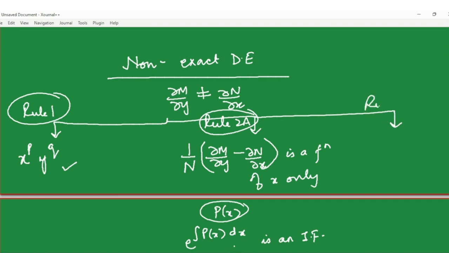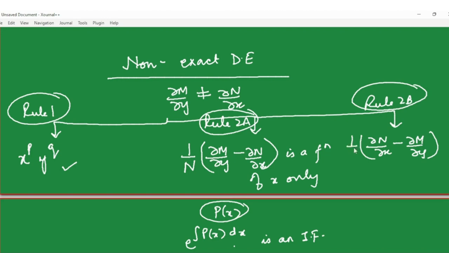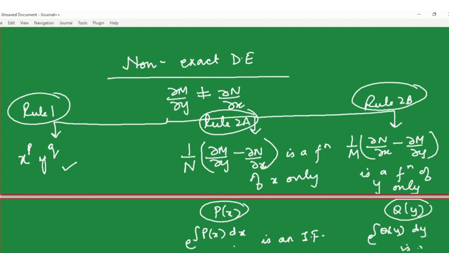And rule 2b is very similar to 2a. You just reverse the roles of M and N here. You take the difference with the partial derivative with respect to M appearing as the second term and divide by M. If this is a function of y only, let's say Q(y), then e to power integral Q(y) dy is an integrating factor. So that's how you make non-exact differential equations exact.